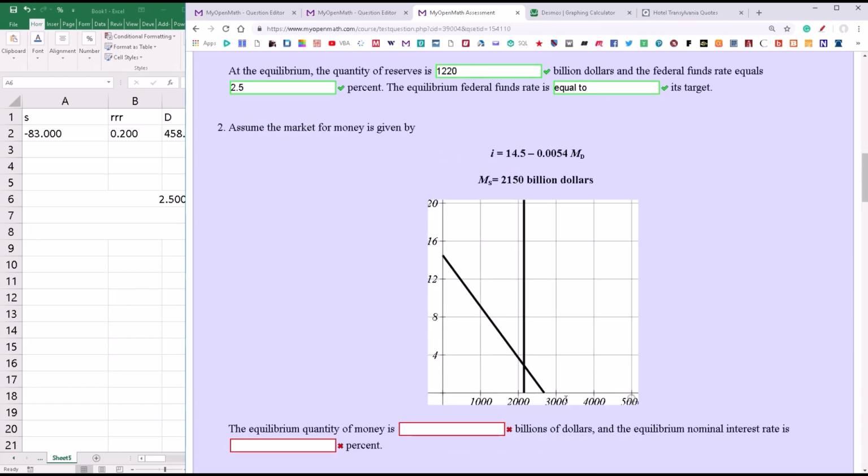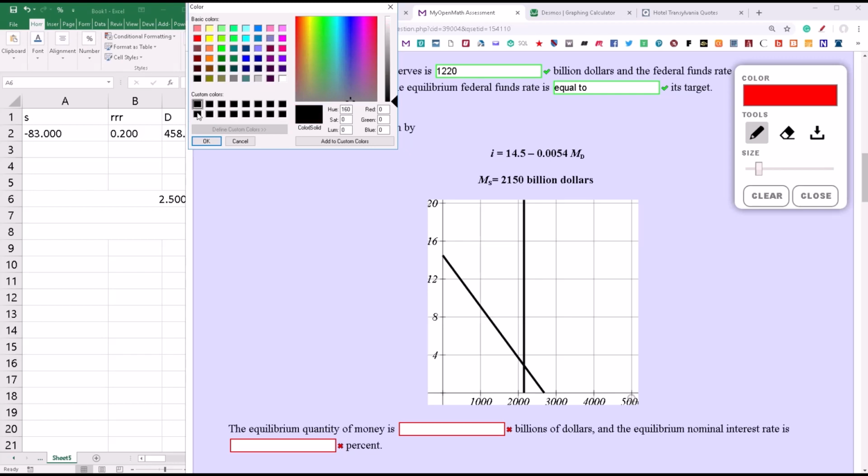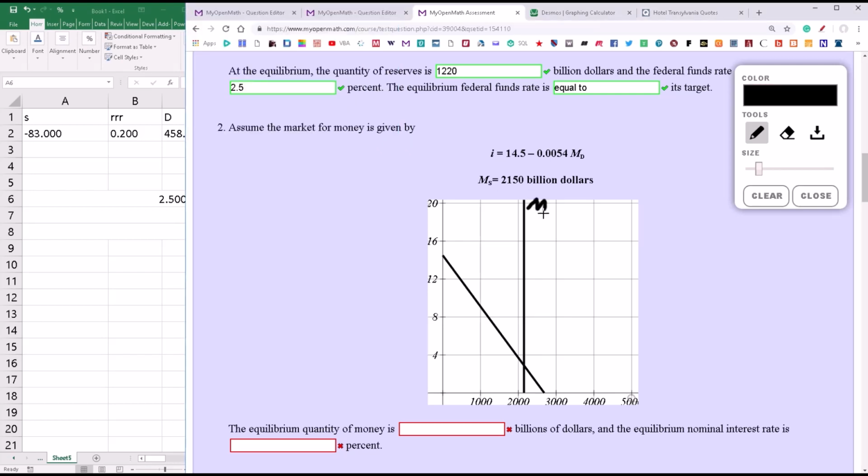Now down here, assume the market for money is given by this model, right? Okay, so our money supply is right here. Our money demand is here. The equilibrium is right there, and it looks like it's about 3. And then the quantity of money is M, and the price of money is the nominal rate of interest. Okay? And so we've got to find this equilibrium.